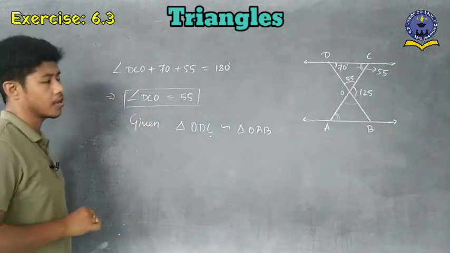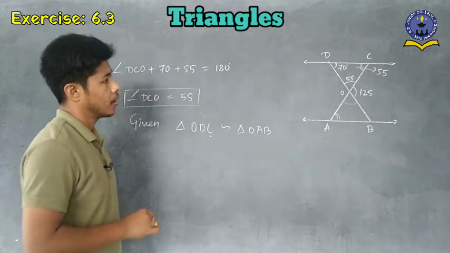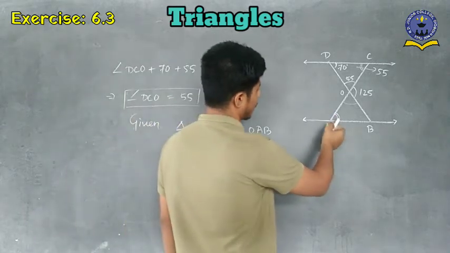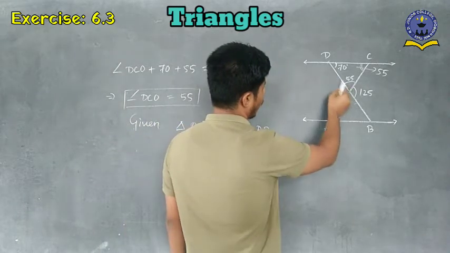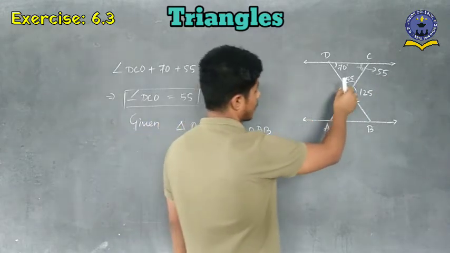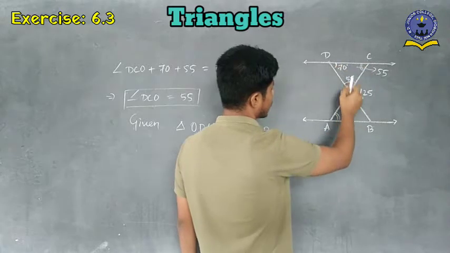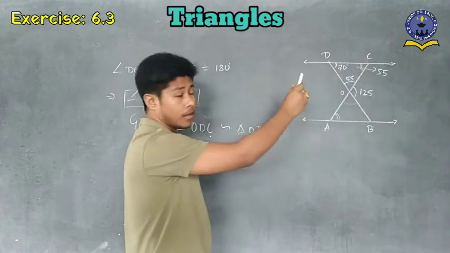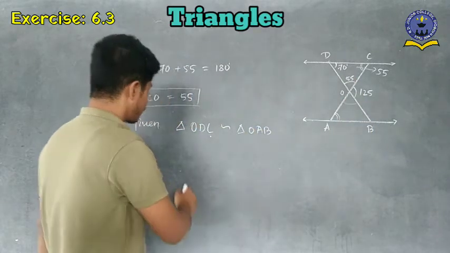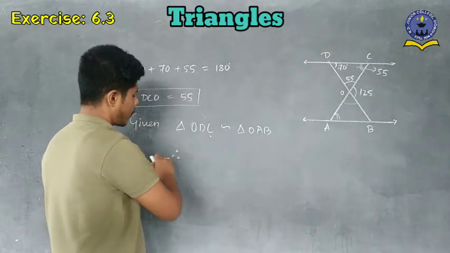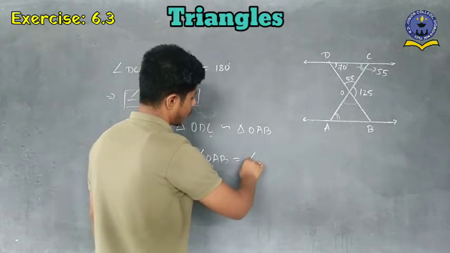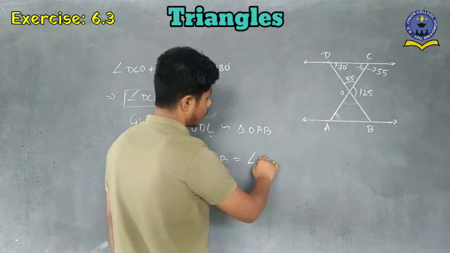So if these two triangles are similar, that means their corresponding angles are also equal, isn't it? So corresponding angles are equal means, if you see here, this angle ODC is equal to OBA. Is it clear? And secondly, here angle OCD. See carefully, OCD is equal to OAB. Is it clear? So that's what you have to write here. Therefore, we have to write here angle OAB is equal to angle OCD.